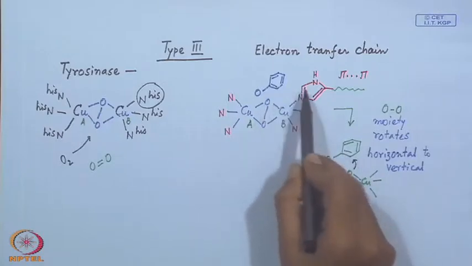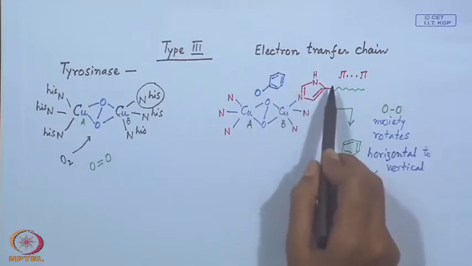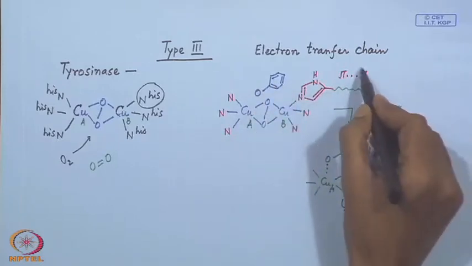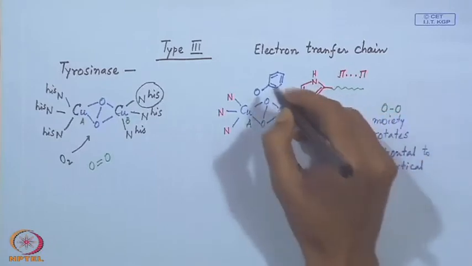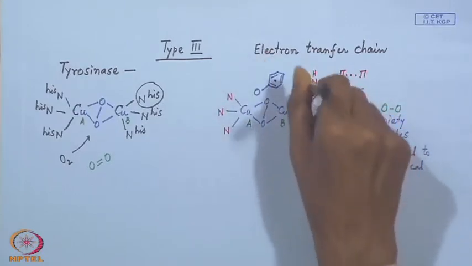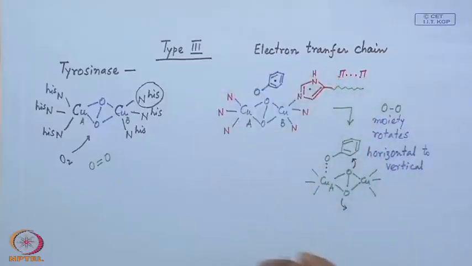Initially you have pi-pi interaction for suitable positioning of this tyrosine residue with that of your imidazole ring, and once that particular positioning is established, we know that for typical pi-pi interactions we always have some distance, the centroid to centroid distance, and we also call it pi stacking. So if this particular distance is within 3.5 to 4 angstrom, and pi stacking is favorable, that means your substrate is getting positioned.